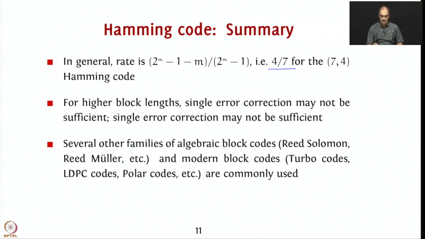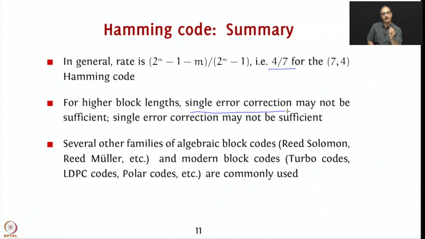But for higher block lengths, the problem is single error correction is generally not sufficient. As the block length becomes larger, the probability that you'll have more errors is much higher. From a probabilistic standpoint, even if you have a coin that results in tails very rarely, as you make the number of tosses larger and larger, the probability of getting two tails is much, much higher. So using a Hamming code for very large block lengths may be efficient from a rate perspective, but it is generally not a good idea because the ability to correct only one bit error is not enough when the probability of error in a binary symmetric channel is reasonably high.